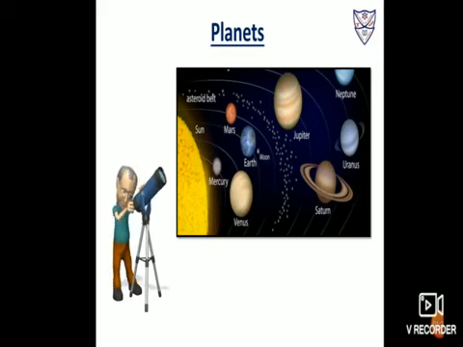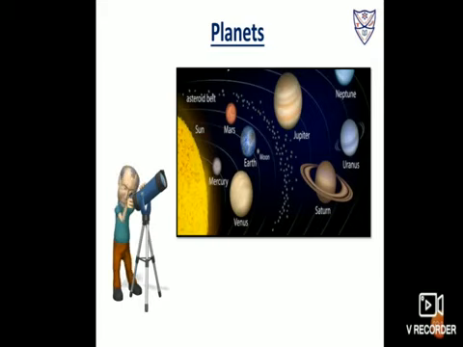A planet has a definite path in which it revolves around the Sun. This path is called orbit. The period of revolution for Mercury is minimum, that is 88 days, whereas for Neptune it is maximum, that is 165 years. Earth takes 365 1/4 days to complete one revolution. The time taken by a planet to complete one revolution is called the period of revolution.